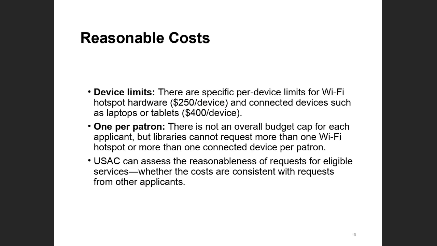Now, there are some ways that USAC is going to have to control the costs eligible for the program. We already talked about the device limit. So again, for a Wi-Fi hotspot hardware, $250 per device. For a laptop or tablet, $400 per device. So we have a question from Matt. Can you build out a service into the larger community of homes, or is it necessary that it be some other type of establishment you are building to?